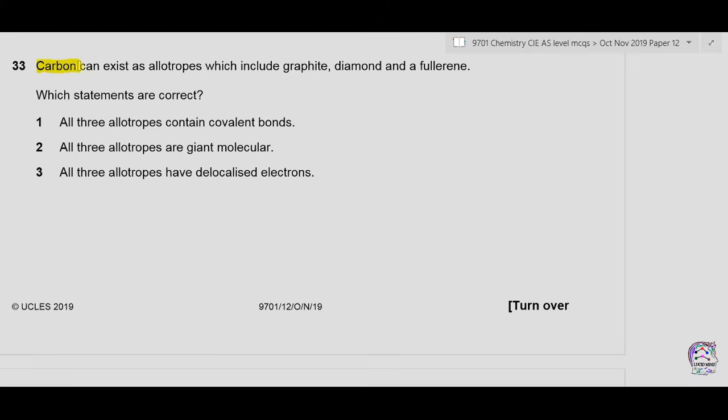Question 33. Carbon can exist as allotropes which include graphite, diamond and a fullerene. Which statements are correct? Option 1. All 3 allotropes contain covalent bonds. We can see that in graphite carbon makes 3 covalent bonds with 3 other carbon atoms. In diamond, carbon makes 4 single covalent bonds with the other carbon atoms. In fullerene the bonds are similar to graphite and carbon makes 3 covalent bonds with other carbon atoms. As carbon is a nonmetal and nonmetals make covalent bonds, therefore option 1 is correct.